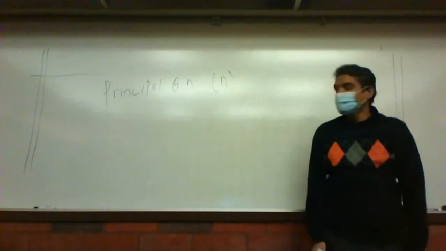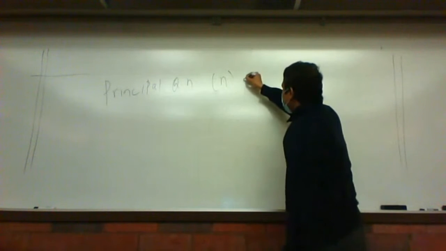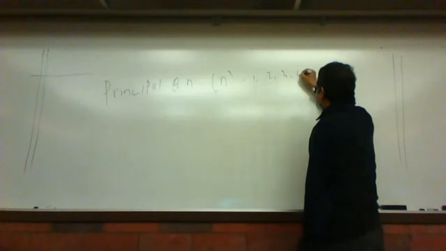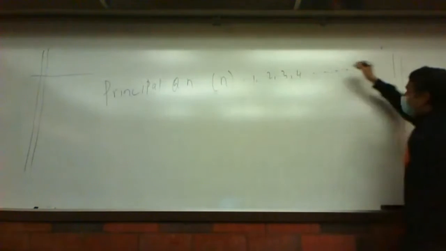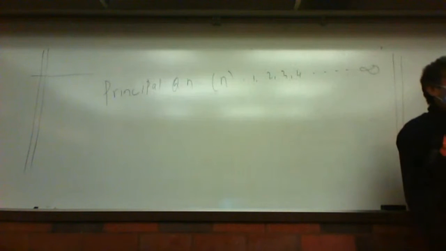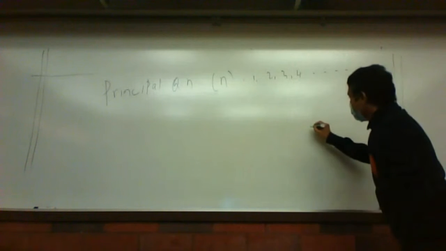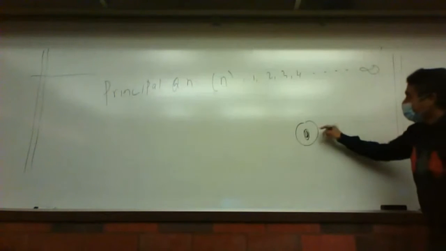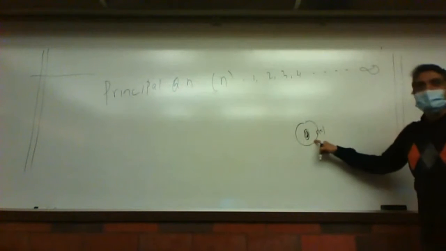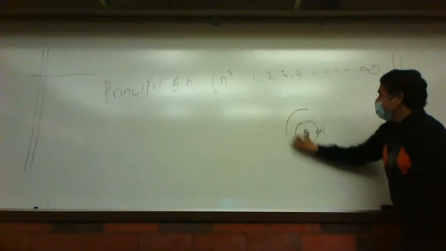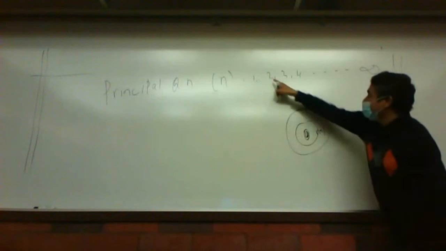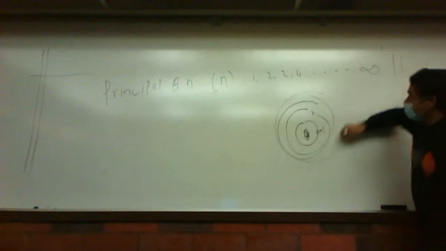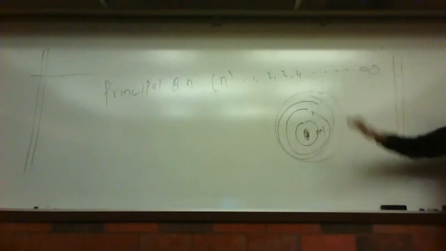It is given by n, and the value of n can be 1, 2, 3, 4, and infinite. Many values it can have. It is like this. So this is the neutron proton here at the center. So this is n equals 1, first orbit. This is second orbit. This is third orbit. This is fourth orbit, and you can draw as many orbits as you like.